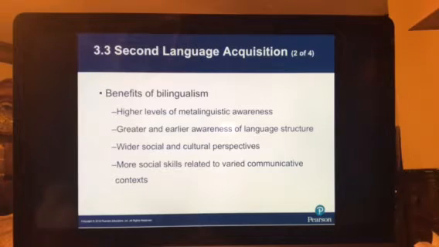Greater and earlier awareness of language structure helps children when they are learning their second language, because they understand that structure, and they understand that culture is a piece of that structure. The wider social and cultural perspectives of learning the language depend upon the opportunities that the children have to be embedded in a second culture, a second community.